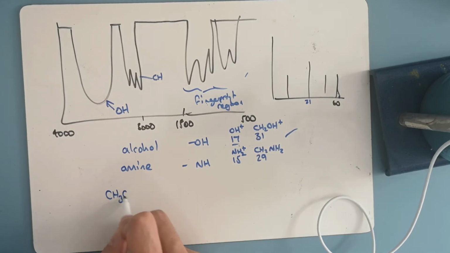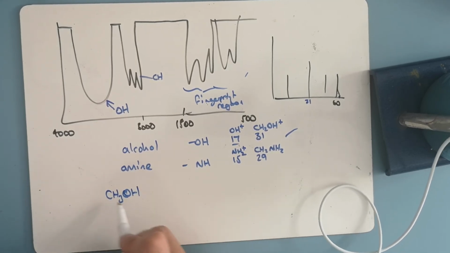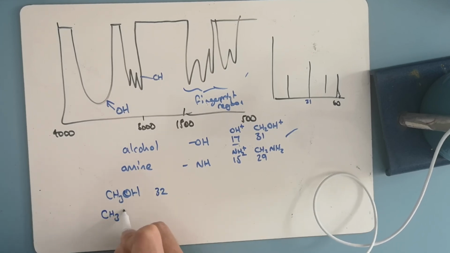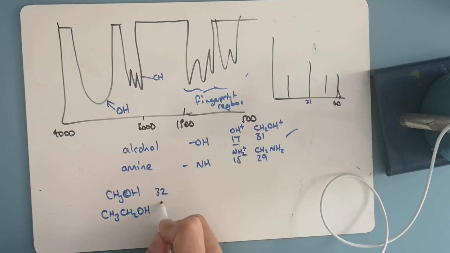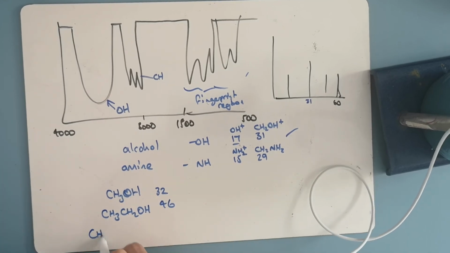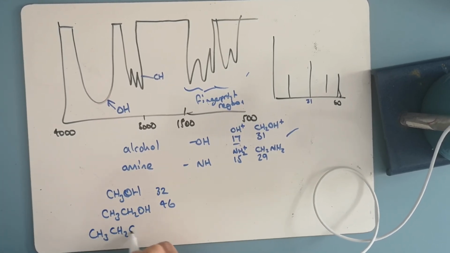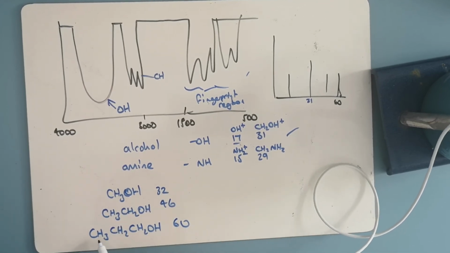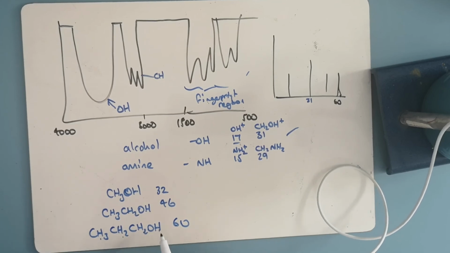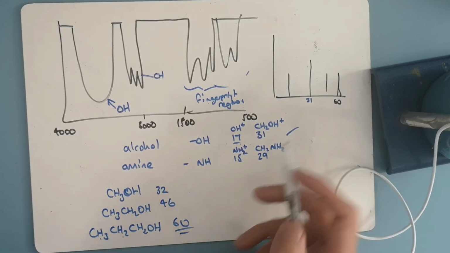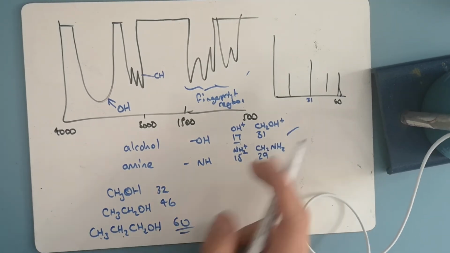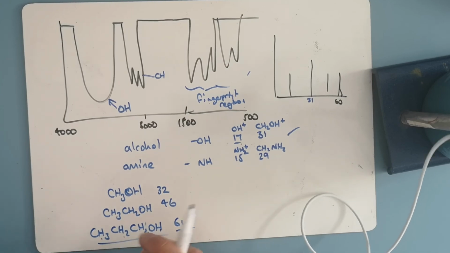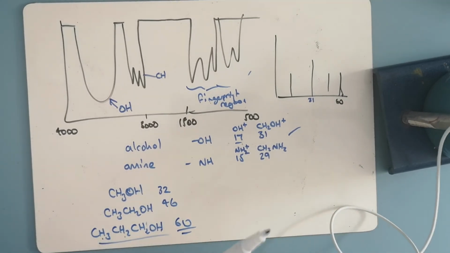And we can rule out methanol. So that's 32. Ethanol, 46, as we saw earlier. So this must be propanol. 3 carbons, 36, 39, 41, 43, 44, and an oxygen takes us up to 60. So we can use it then to identify that this rough infrared and mass spec must be propanol. And that's first year analytical techniques.